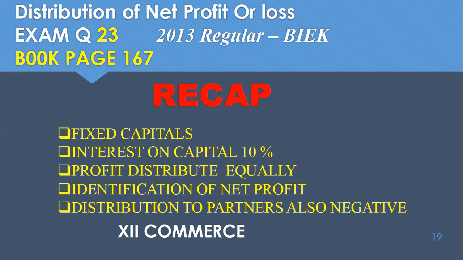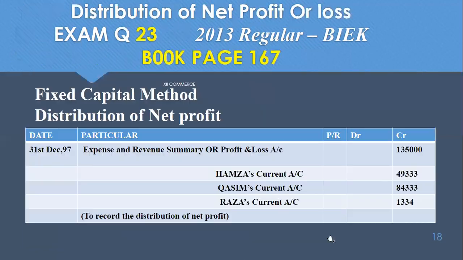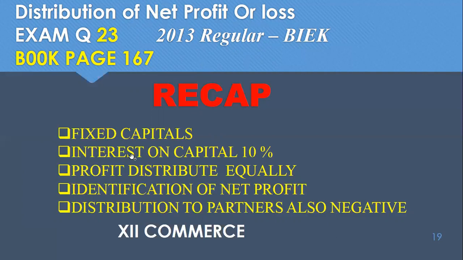And for interest, we need to show the working for the interest 10%. And then we have to apply the profit distribution that is equally shown in the question. And identification of the net profit, we identify that in this question we have net profit working. In the end, distribution to partners is negative. This is what I'm talking about: the distribution of partners' capital is negative because the remaining net profit is negative, so distribution within the partners is also negative. Okay. And then you have to apply the vertical and then horizontal calculation. So this is the recap of this question.